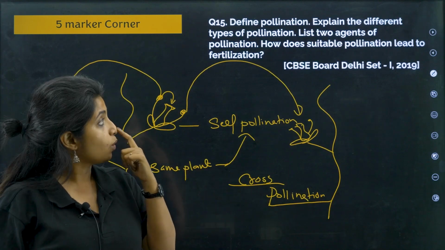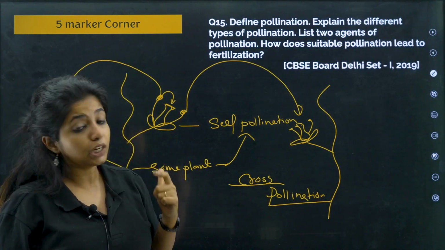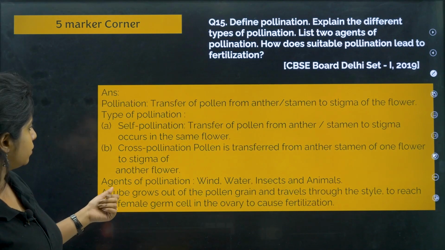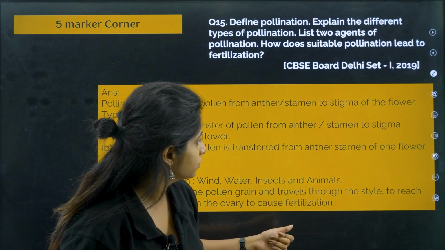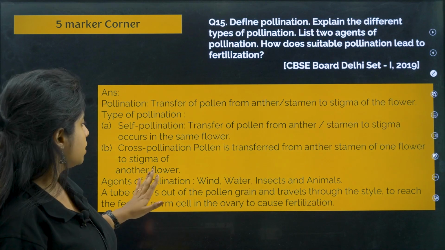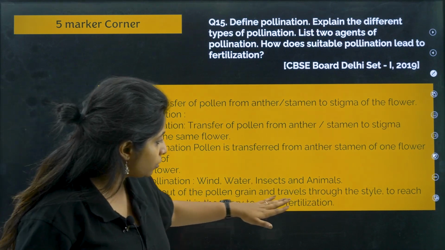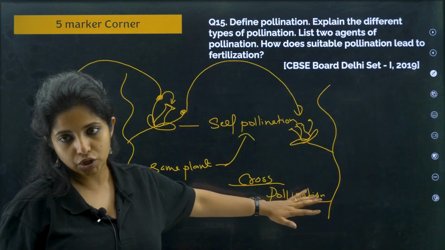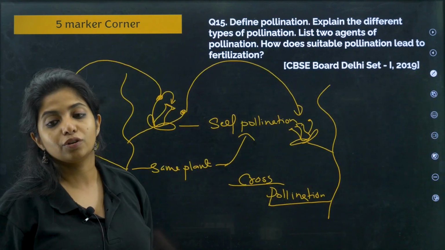Okay. And now, how does suitable pollination lead to fertilization? How do you think suitable pollination leads to fertilization? A tube grows out of the pollen grain and travels through the style to reach the female germ cell in the ovary to cause the fertilization. This is how suitable pollination leads to fertilization.